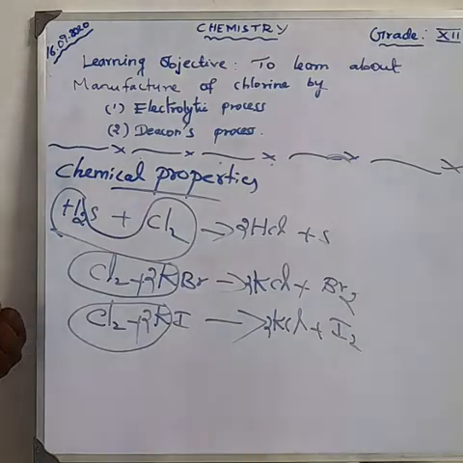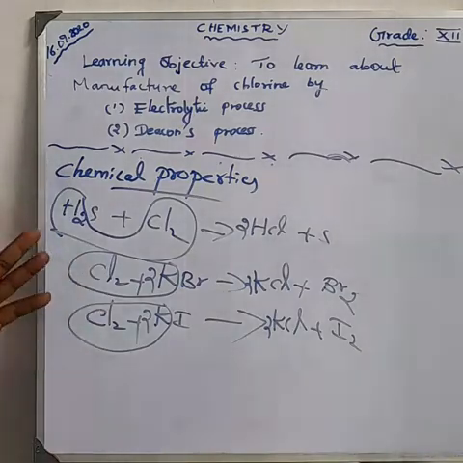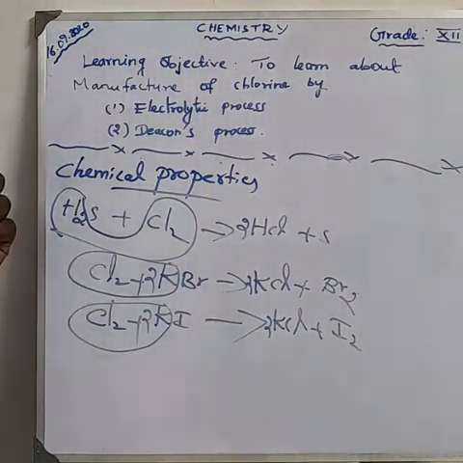And also I told you about the reaction between hydrogen and chlorine. Hydrogen combines with chlorine to form hydrochloric acid. Here we should write the delta H value, that is minus 44 calories. Next, what are the reactions between non-metals and chlorine?